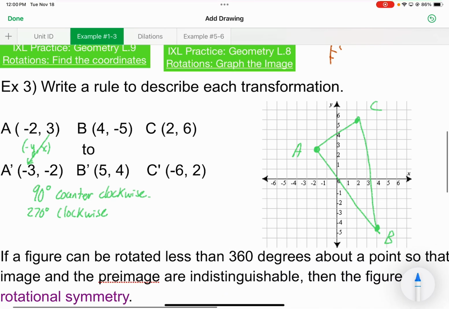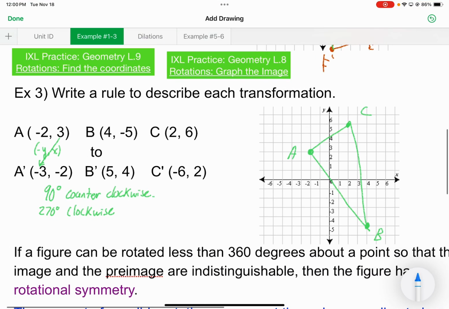And then if I plot my other one, negative 3, negative 2 would be here. B would be 5, 4, which would be there. And then C would be negative 6, positive 2. Okay, so then it looks like this. So then this is going to be me trying to illustrate my point, okay?